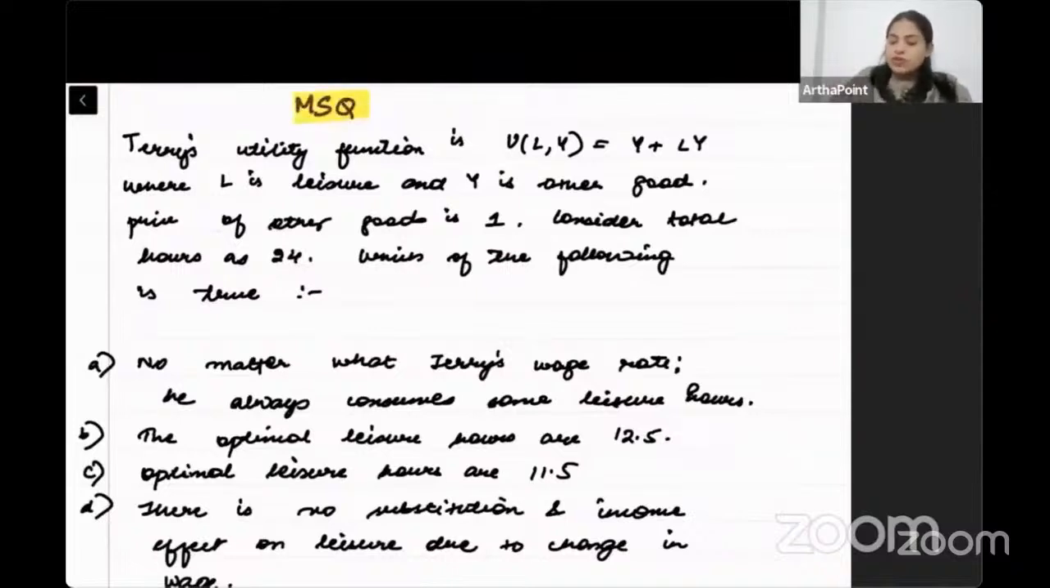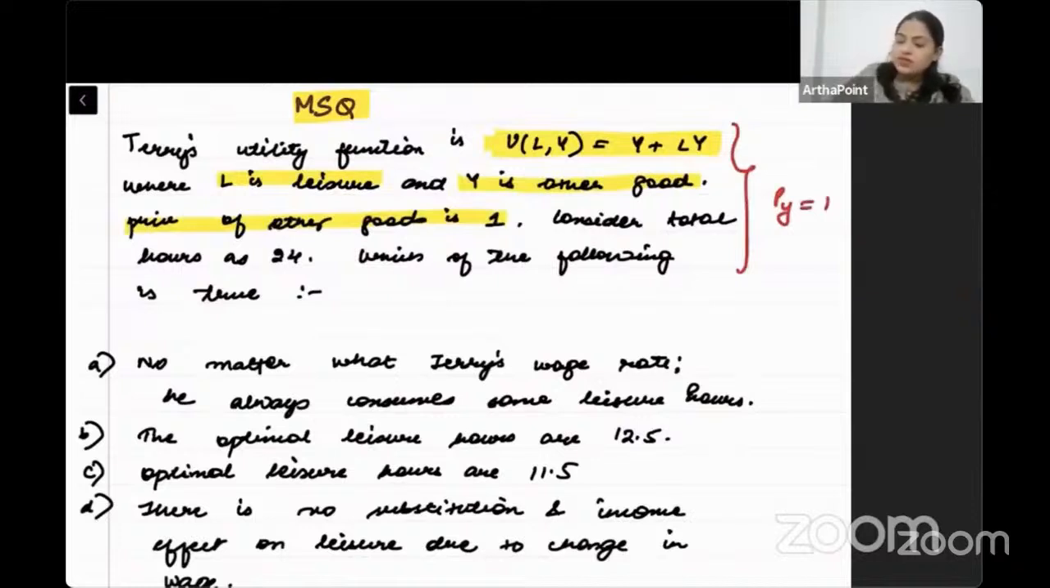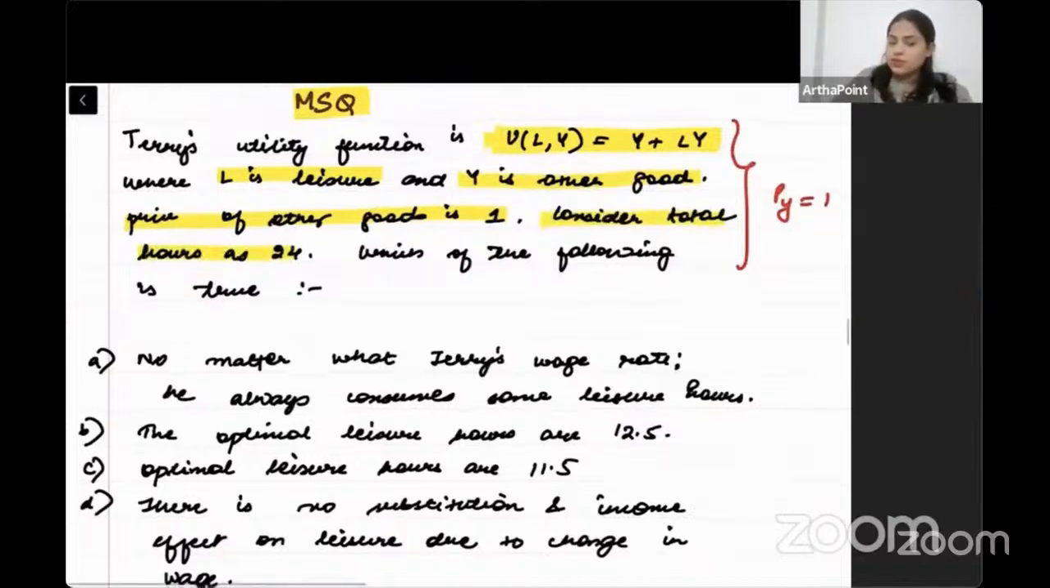So you're given Terry's utility function: U = y + ly. L is leisure, y is other goods, and the price of the other good is 1, meaning the price of y is given as 1. And you're given that the total number of hours is 24, because leisure is involved, so we always talk about the total number of hours.